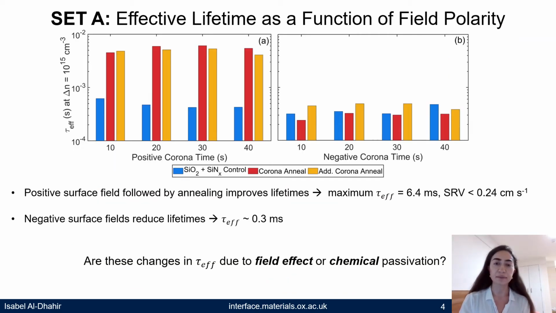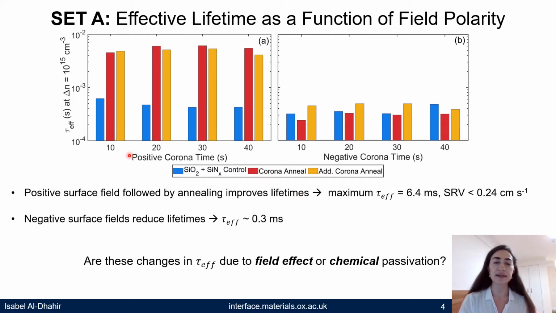Firstly, on set A substrates, we evaluated how the overall passivation depends on field polarity. Here, the blue bars represent the lifetimes of an oxide nitride control prior to any processing, and these lifetimes are typically around half a millisecond. The red bars represent the lifetimes after we add 10, 20, 30, or 40 seconds of positive or negative corona charge, followed by annealing. This is termed a corona anneal.